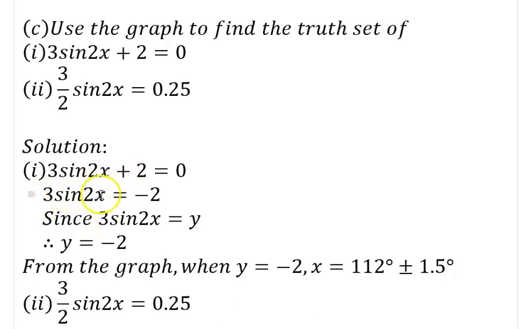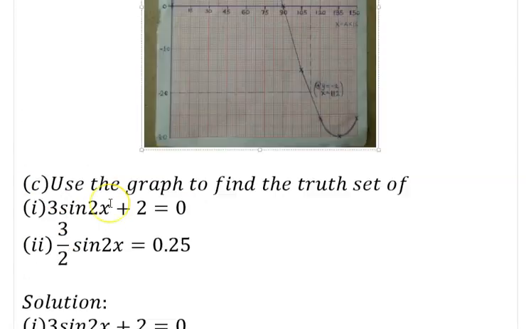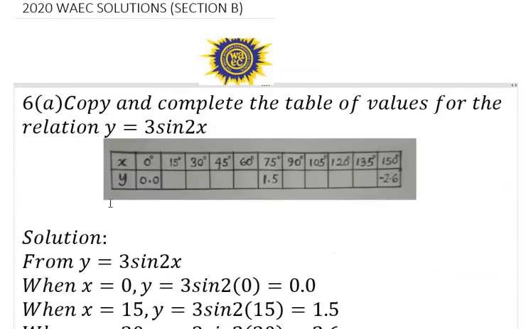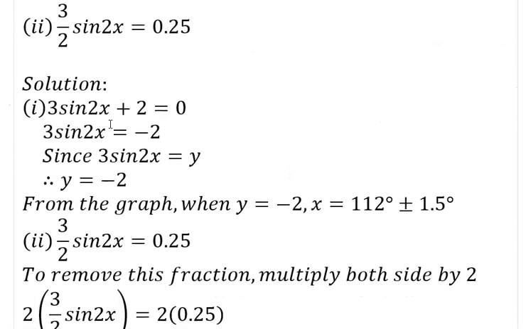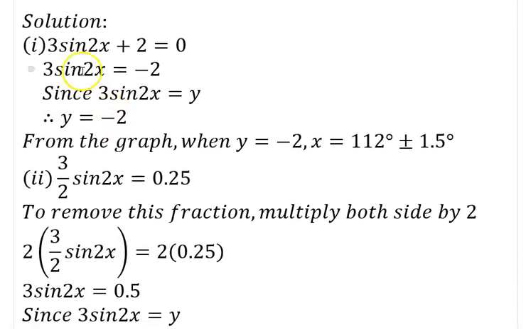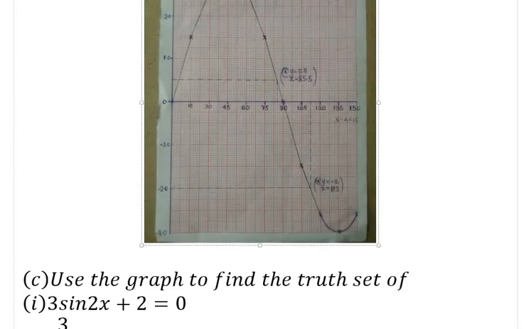That's what it means. So you just transfer this plus 2 out, it will be minus 2. Don't forget, your 3 sine 2x is y. That's what the question has told you from the beginning. Look at it, 3 sine 2x is y. So anywhere you see 3 sine 2x, it is still the same thing as y. So that's what we've done here. Since 3 sine 2x is y, that means your y is minus 2.